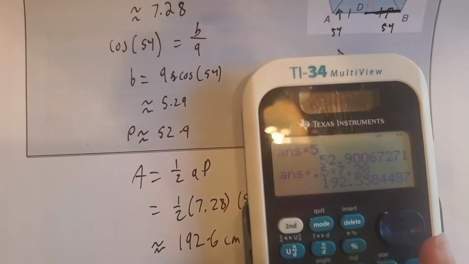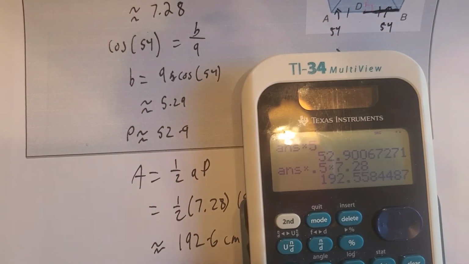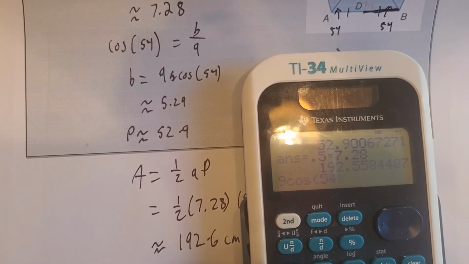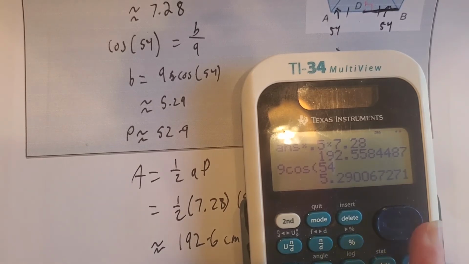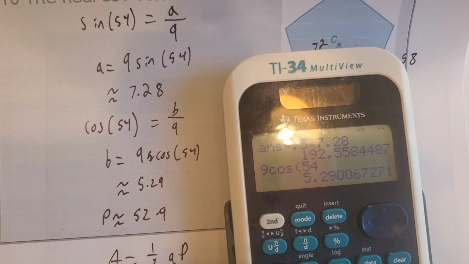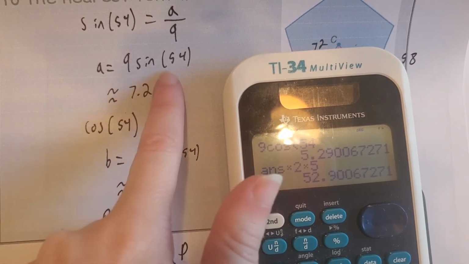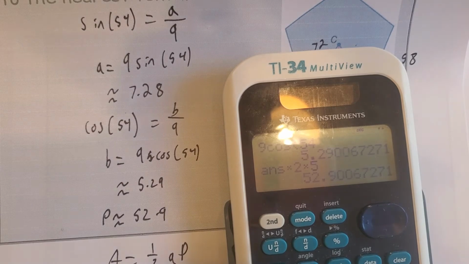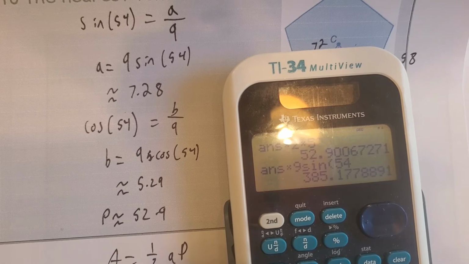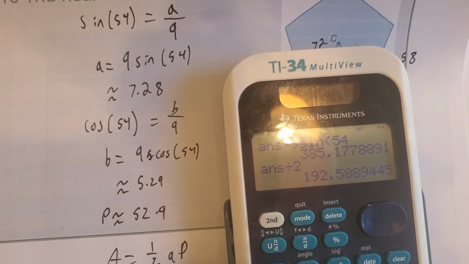I just want to see really quick while we're here. So 9 cosine of 54. If I leave everything in the calculator, will I still get approximately the same thing? So that was our half the side times 2 times 5. That's the perimeter. And then we plugged this into the calculator to get the apothem approximately. So if I do times 9 times the sine of 54, and then divide that by 2. Oh, cool. It does still get us approximately 192.6. Nice.